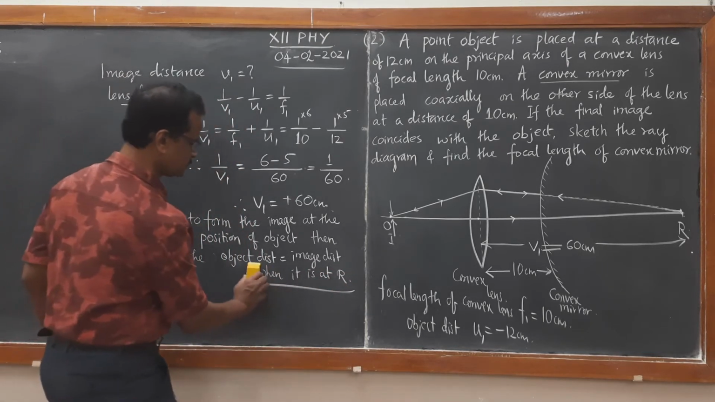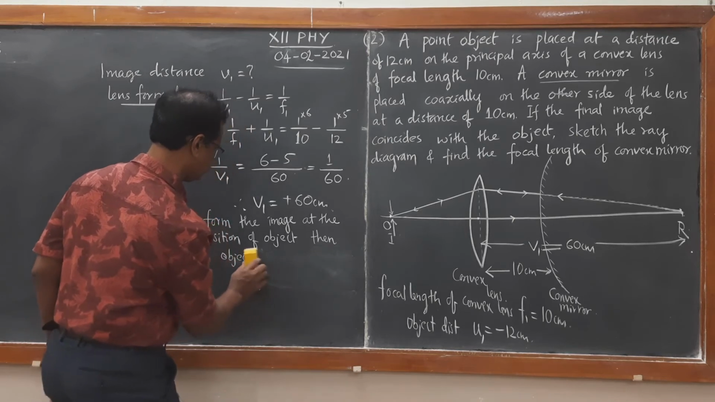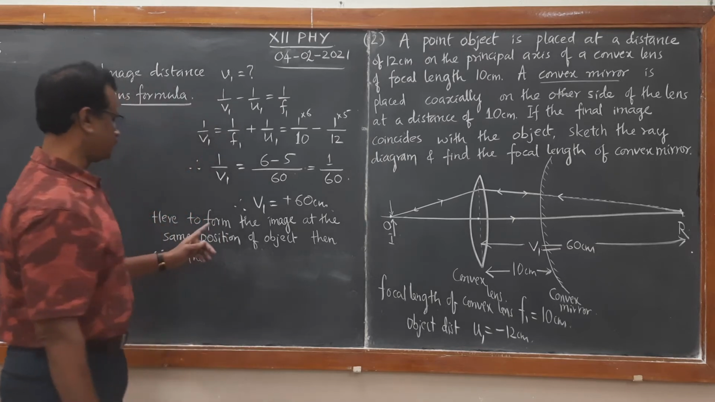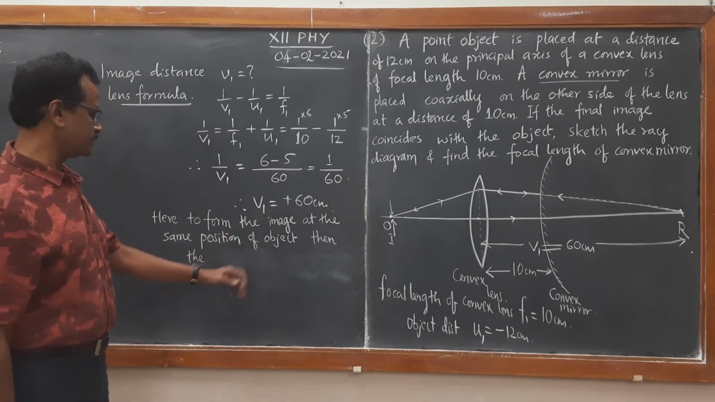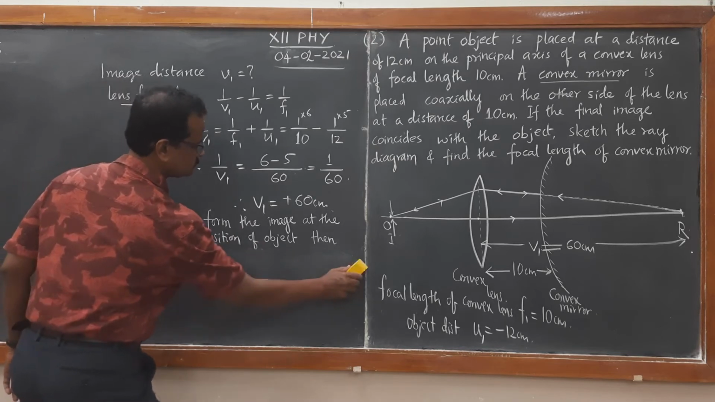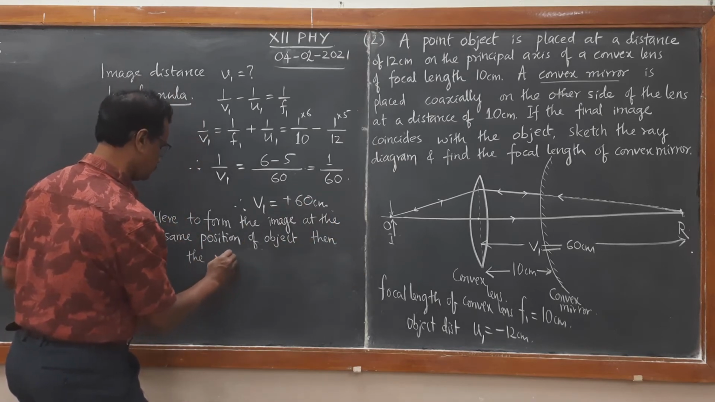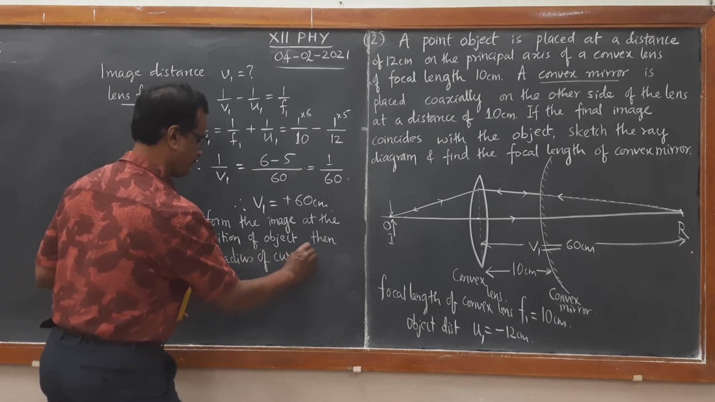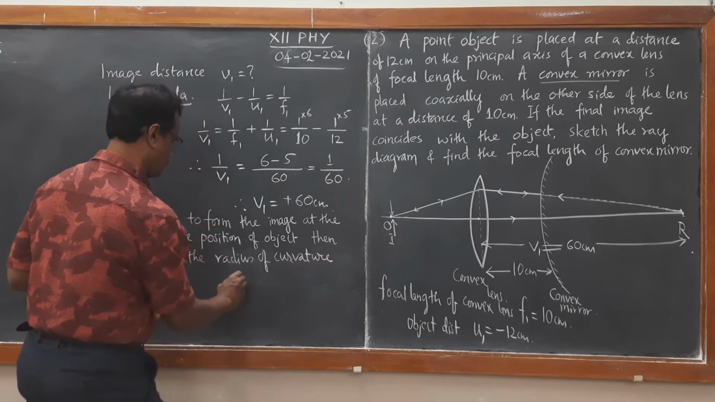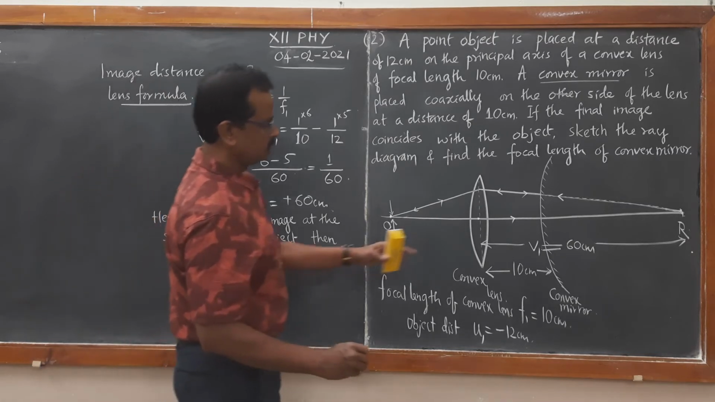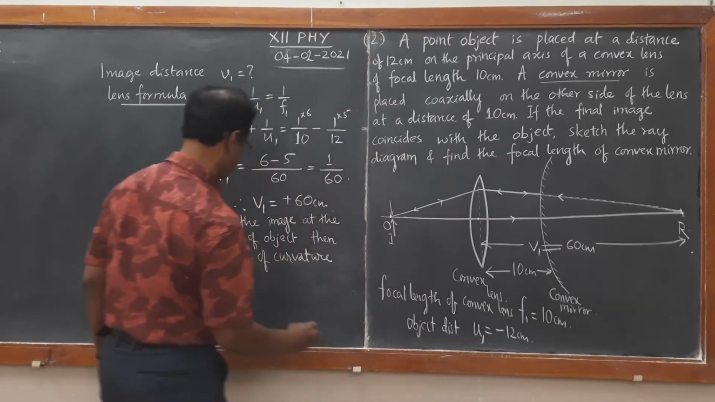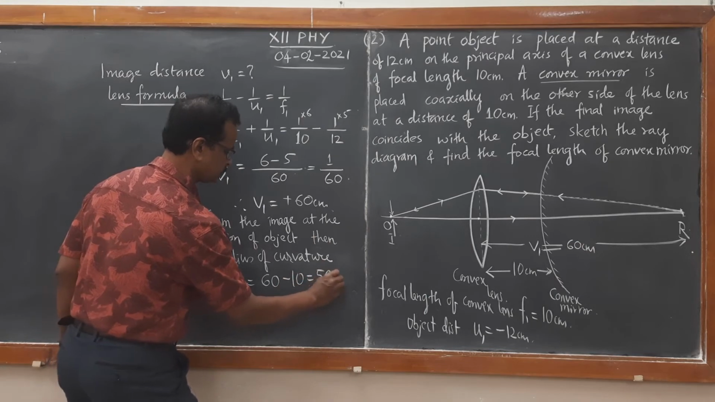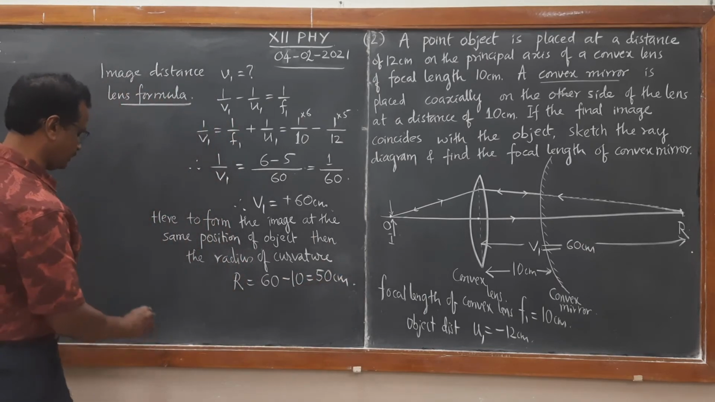So instead of writing all these things, you can just write here to form the image at the same position of the object. Then from the diagram, radius of curvature R is equal to 60 minus 10, 50 centimeters.